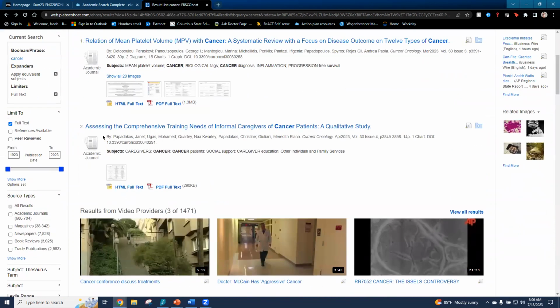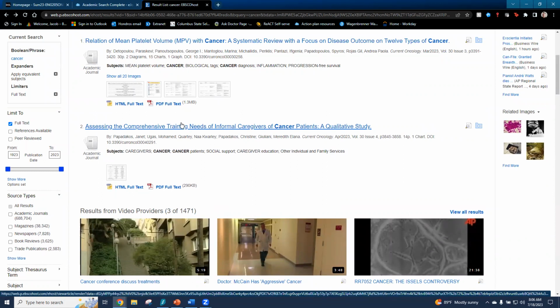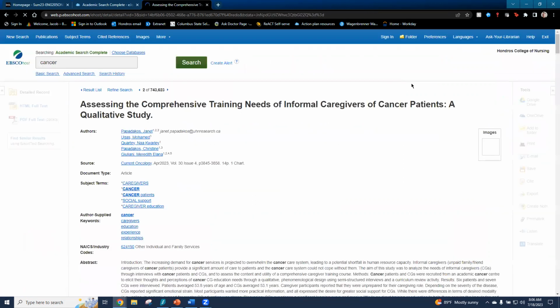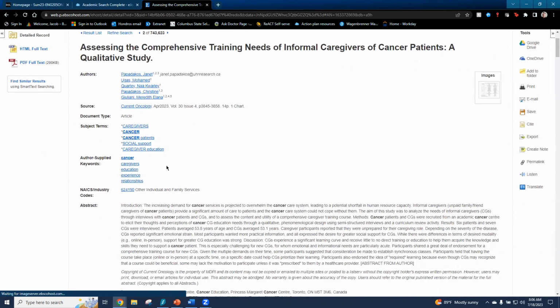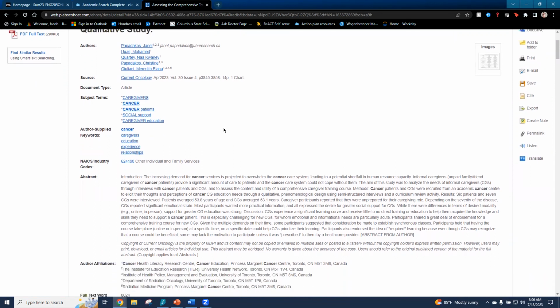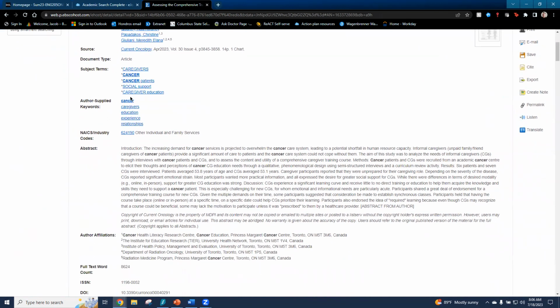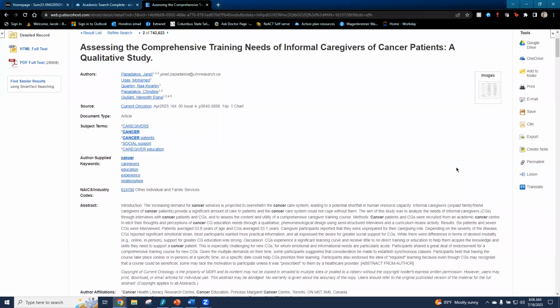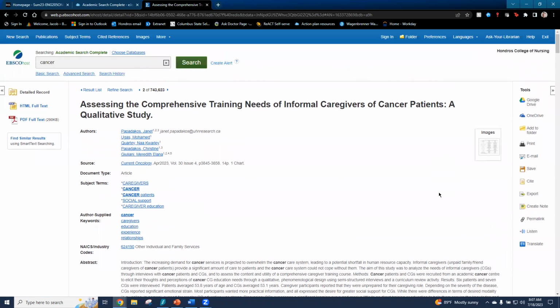And what you can also do is, if you find an article that looks good, you can open it up and take a look at some of the terms that they're using. So caregivers, cancer patients, social support, some author supplied keywords: cancer, caregivers, education experience. So those are terms that you might combine together in your search. So maybe, if I was interested in the people who specifically provide care for cancer patients, in my search bar, I would put in cancer and caregivers, and that would help narrow down my results.